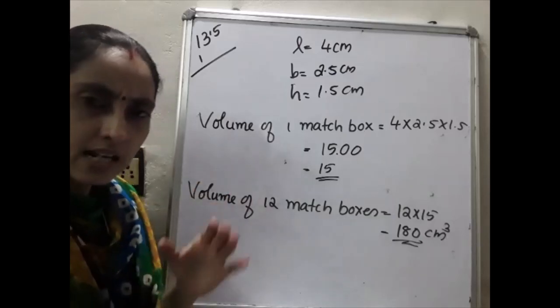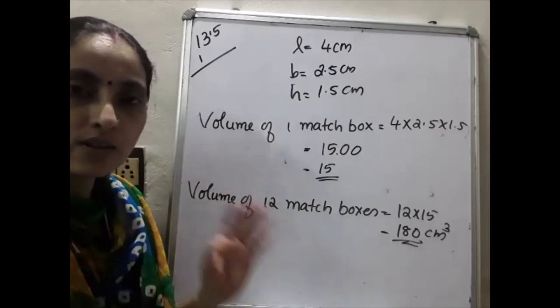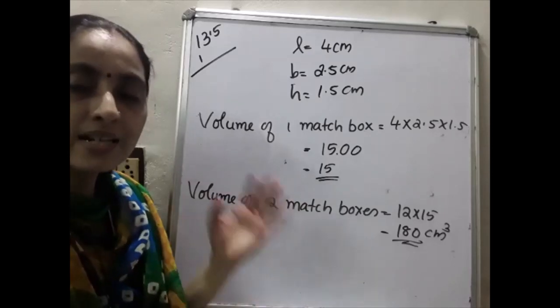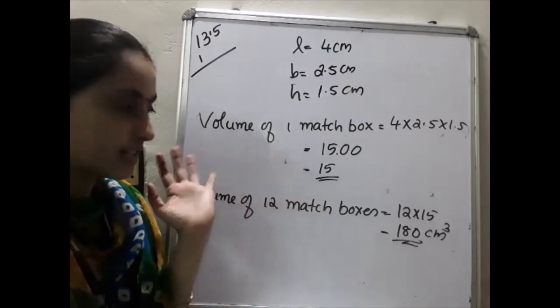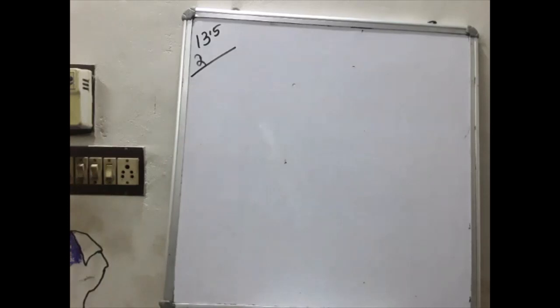I think it is a simple question. Compared to the surface area, volume is simple. If it is a cuboid, volume is length, breadth, height. If it is a cube, then edge into edge into edge. That's the only answer. Okay, so please write down this. Then we will go to the next question.